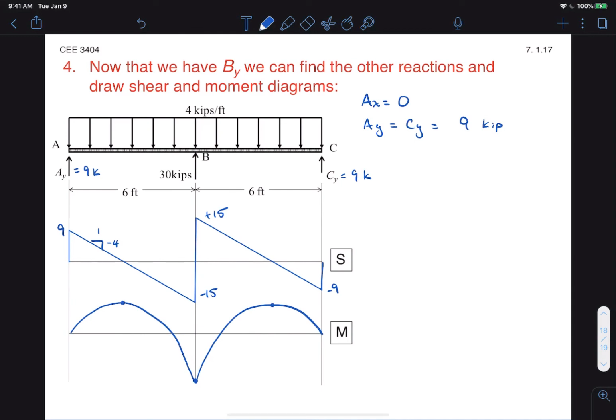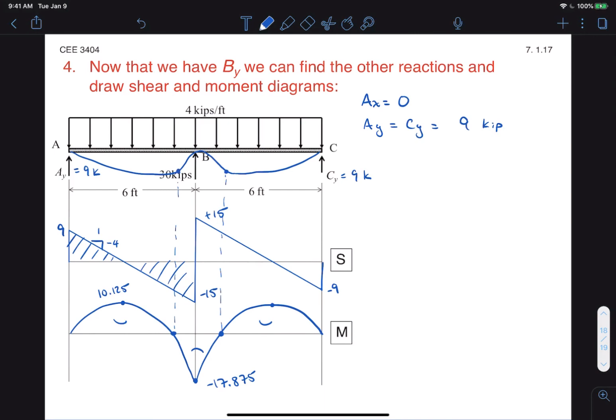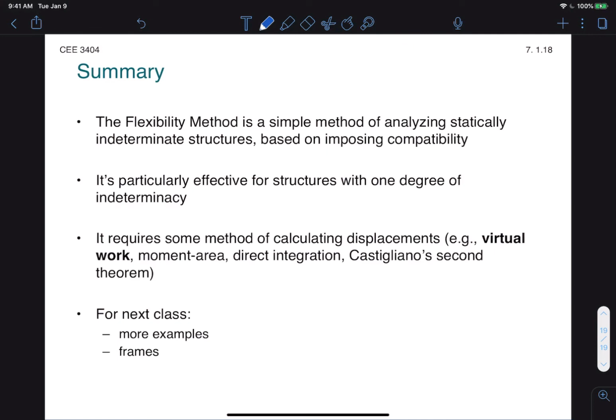And so the shape would look like this, with peaks at 10.125, right, which you would get from integrating this area here. You would get inflection points here, and your bottom maximum moment would be negative 17.875, which again you would get from integrating the total area on that side, right? And so from those inflection points, we can draw perhaps a better deflected shape, right? So we know that these are positive curvatures, these are negative curvatures, so we have positive curvature here, inflection, then another inflection and positive curvature again. Okay, so that's our lesson for today.